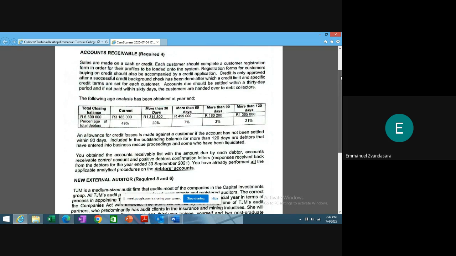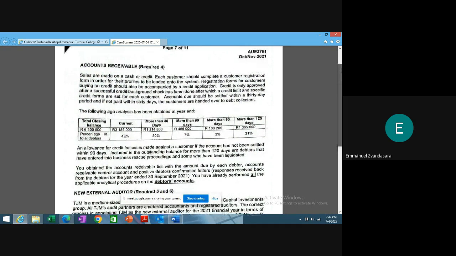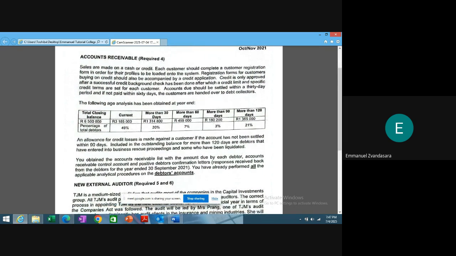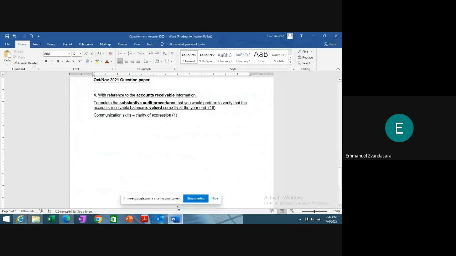I only managed to take a picture. I only managed to scan this page, you know? So already I took down the question. I have the question. This is question 4 of October, November 2021 question paper, which says, with reference to the accounts receivable information, formulate the substantive audit procedures that you would perform to verify that the accounts receivable balance, accounts receivable are debtors, is valid and correctly stated at year end. 19 marks, communication skills, clarity of expression.